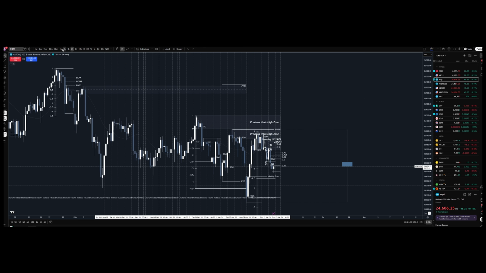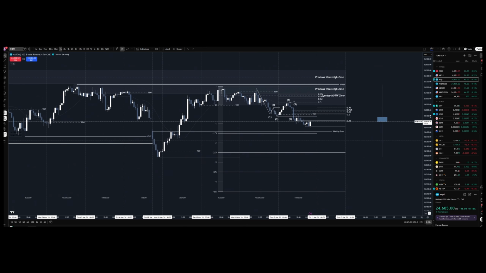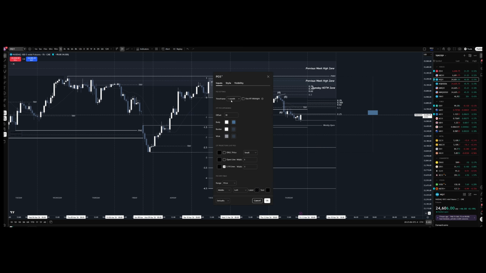Let's jump into the 1 hour chart. So 1 hour we're using to map with the weekly. So we have, let's just change this to the weekly.